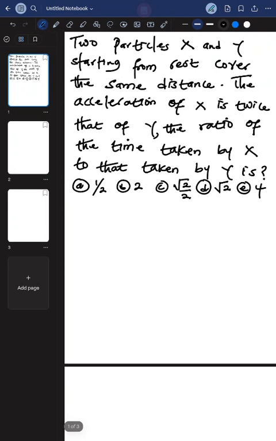Now, the acceleration of x is twice that of y. That's also something very important. The ratio of the time taken by x to that taken by y is, so we are looking for the ratio of the time taken by x to the time taken by y.